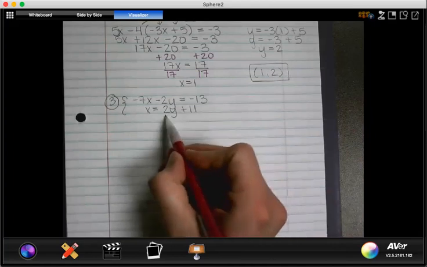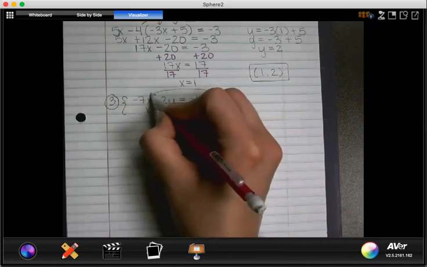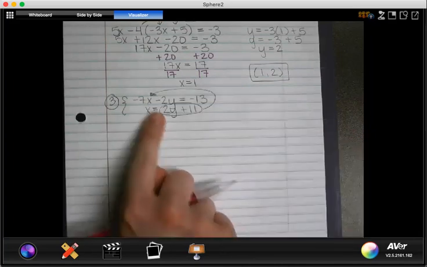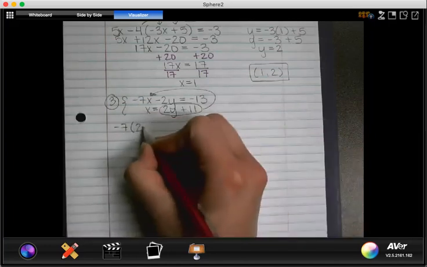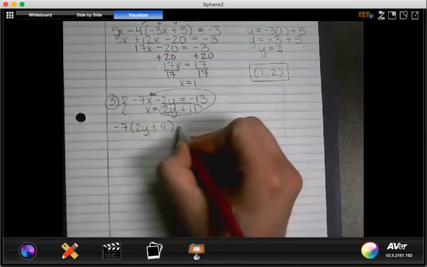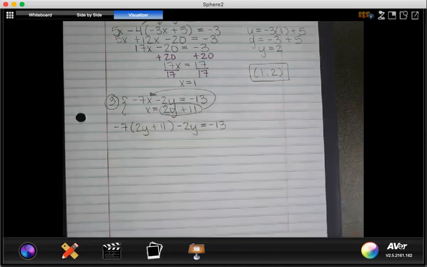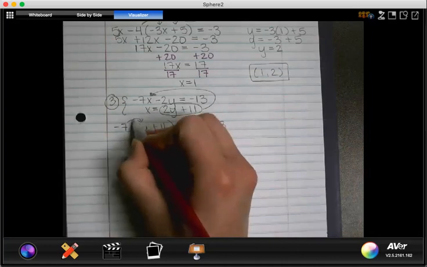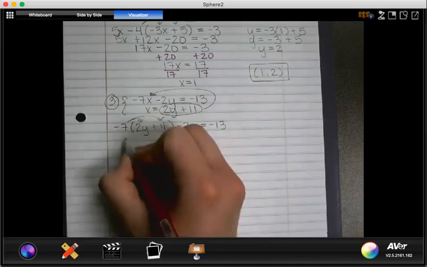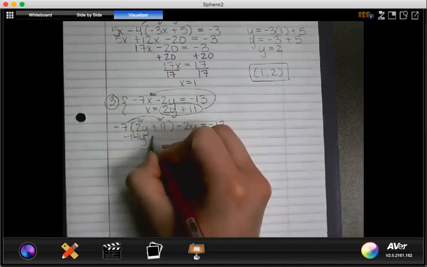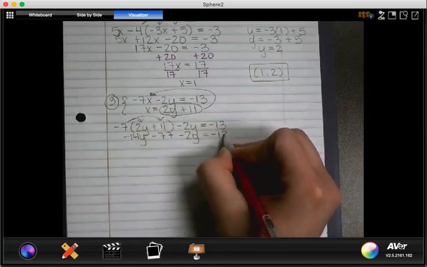So we're going to take our isolated expression and we're going to substitute it for x in this equation. Okay, remember this is for x, so we're going to substitute for x this time. So we get negative 7 times 2y plus 11 minus 2y equals negative 13. First thing we need to do is distribute our work for negative 7. So we get negative 14y minus 77 minus 2y equals negative 13.